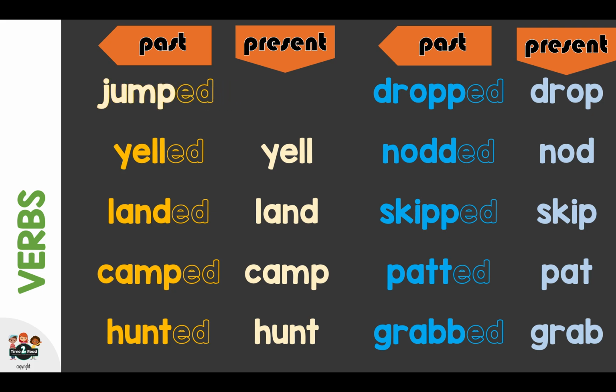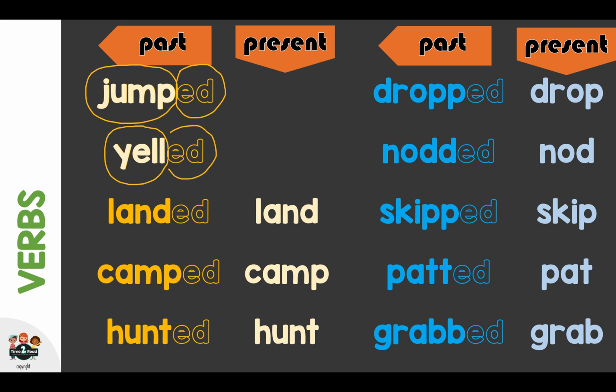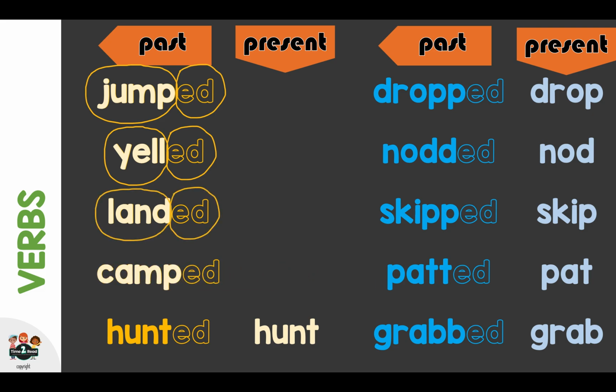Jumped. To write jumped into the past tense, I write the root verb and add ed. I do the same with yelled. The same with landed. The same with camped. And hunted.